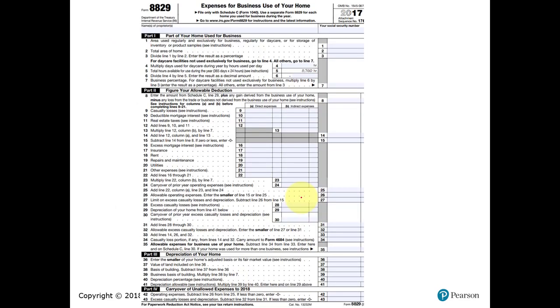And here is the form 8829 that you have to fill out if you're trying to claim a home office deduction. So let's stop here and continue into part 2, when it's ready, of the video lecture for chapter 9.